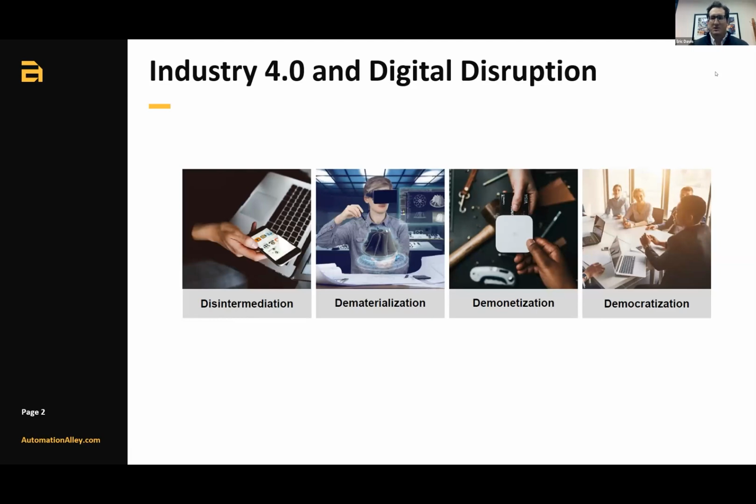The next piece is dematerialization. So think of materials getting smaller or moving to digital assets. Again, same thing, engineering designs going from paper, moving over to digital, being able to send anywhere in the world.